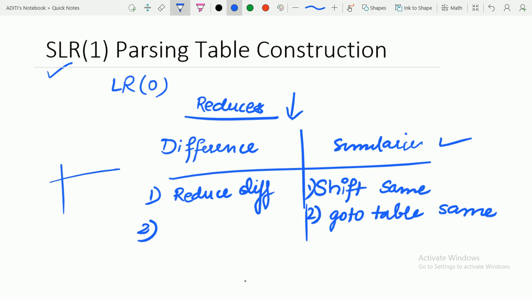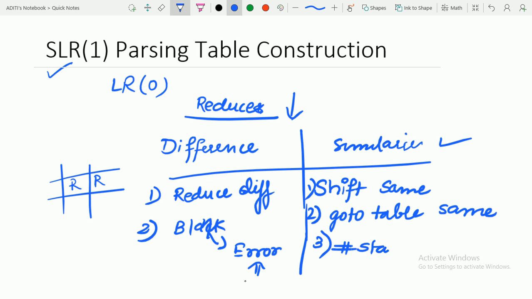The number of blank spaces also changes, because as we are reducing the reduce actions, we are having fewer reduce actions, so the number of blank spaces will increase. Blank spaces indicate the error action, so error actions will also increase, and the number of states will be the same in both parsing tables. So these are the differences and similarities between the LR0 and SLR1 parsing tables.